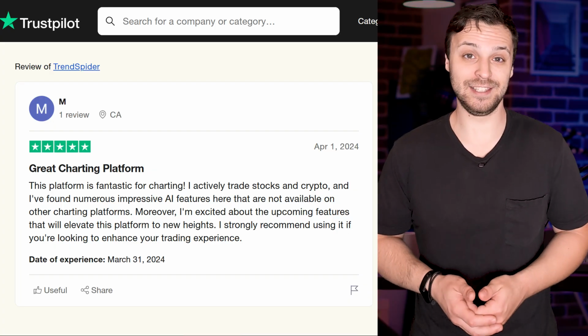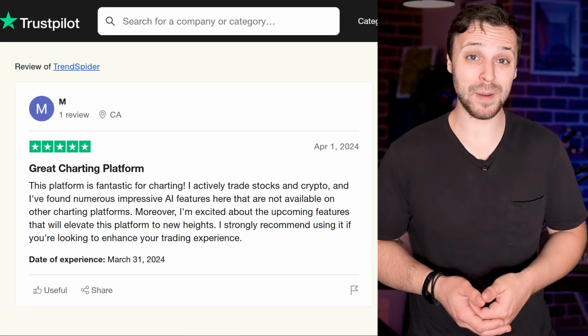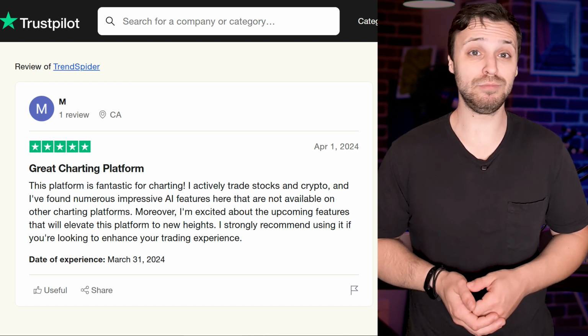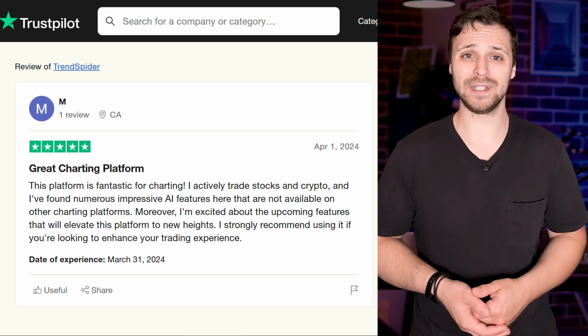Once I got comfortable with the interface and watched a few tutorials, things started clicking. And honestly, the support team is responsive. You don't need to figure it out all alone. Plus, on the flip side, I found multiple reviews that called TrendSpider a game changer. One investor said it's the best for stock and crypto charting and highlighted their AI features as something you just don't see on other platforms.